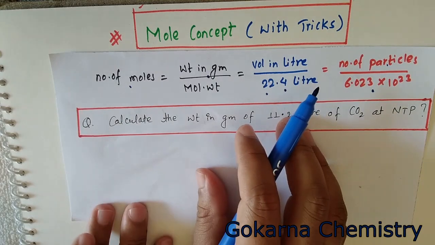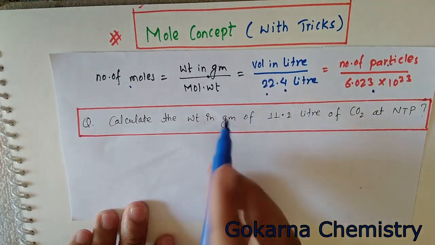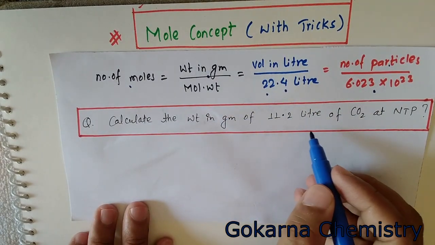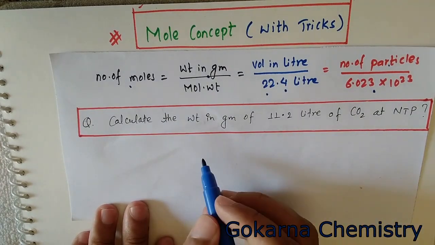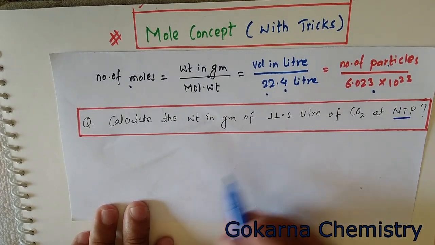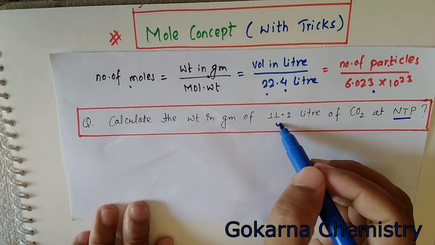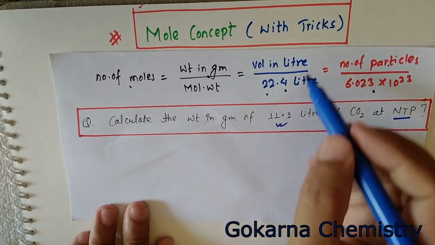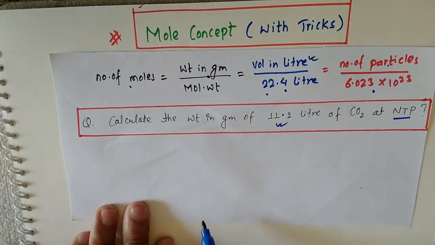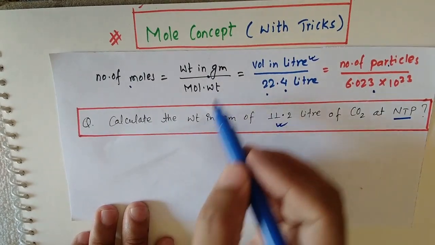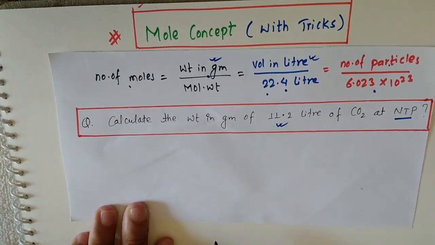Here is one simple numerical problem. Calculate the weight in gram of 11.2 liter of CO2 at NTP. So, 11.2 liter of CO2. Here the volume of CO2 is given, that is 11.2, and we have to calculate the weight in gram.